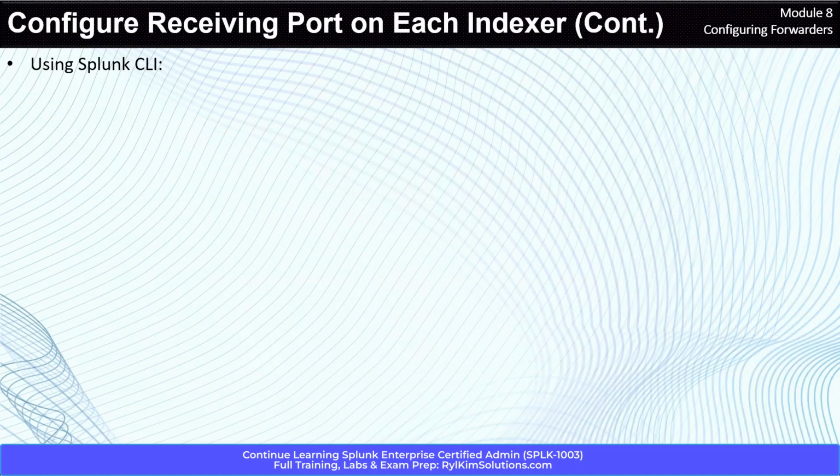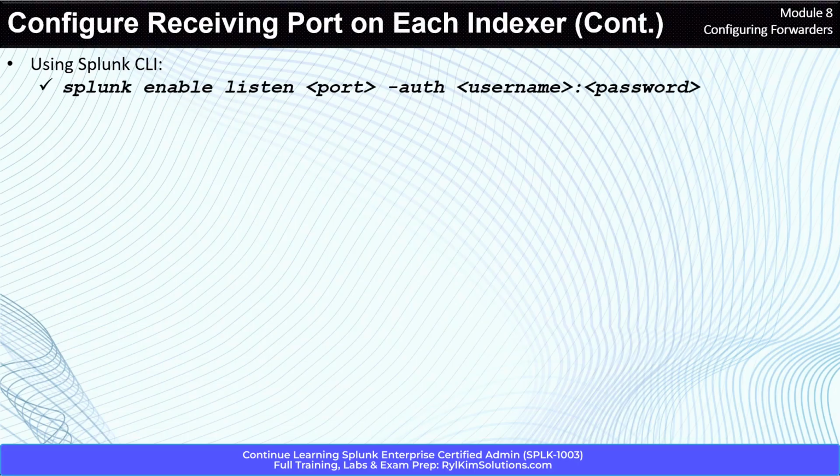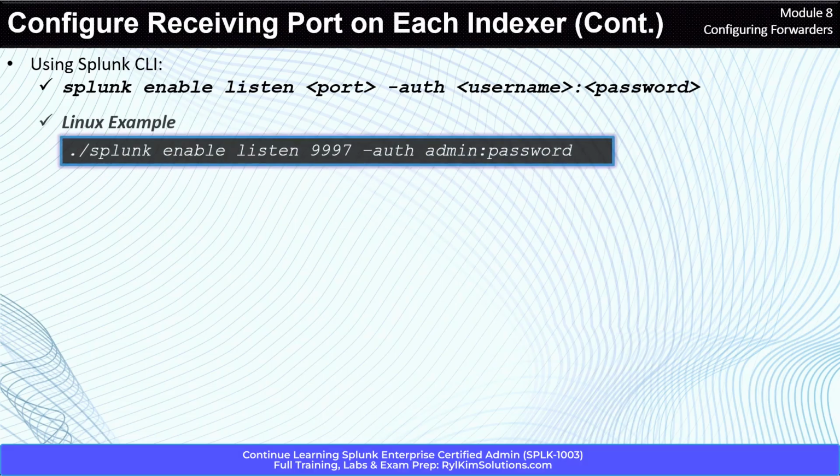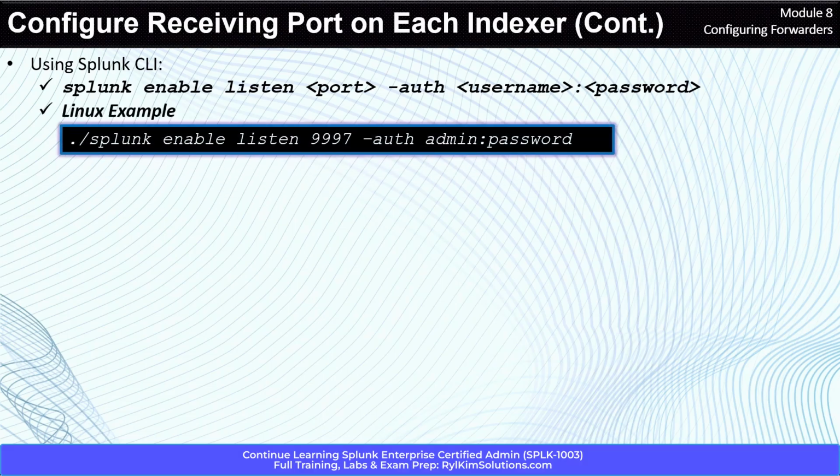So you can also enable a listening port on an indexer using the Splunk command line interface. So basically you can use this format here, which is splunk enable listen. You put your port number, -auth, and then you provide your admin credentials. So in the case of Linux, for example, if you wanted to configure port 9997 as a listening port, this is what you're going to do. You put your splunk enable listen, you put your port number, -auth, and then your admin username and admin password. So basically, this now is going to update the inputs.conf configuration file.